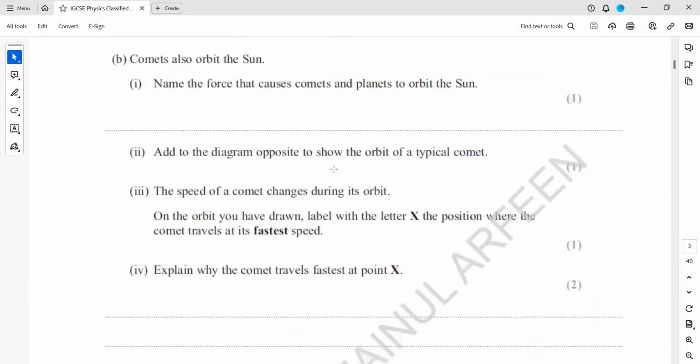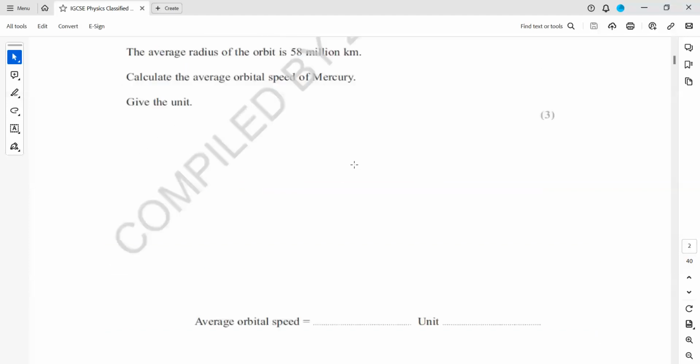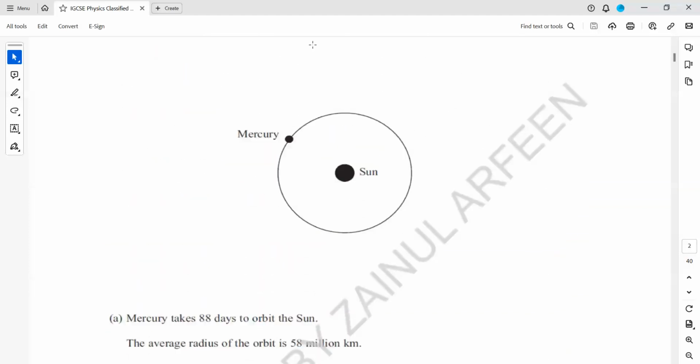The speed of a comet changes during its orbit. On the orbit you have drawn, label with the letter X where the comet has its fastest speed. For example, I will draw the comet orbit and then you will label where it is fastest. So this is the orbit of the comet. Which position is it fastest?